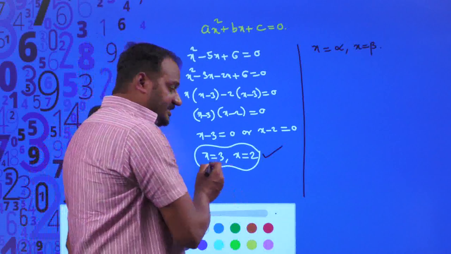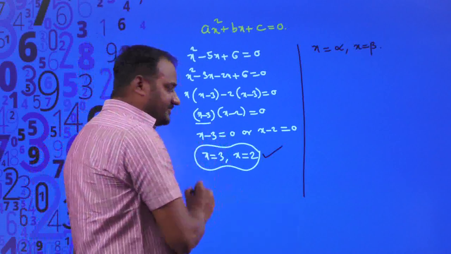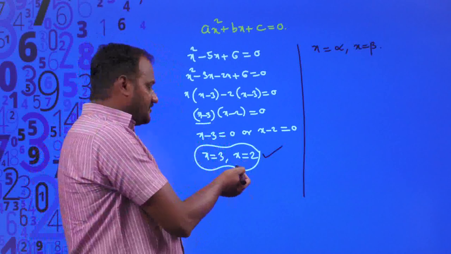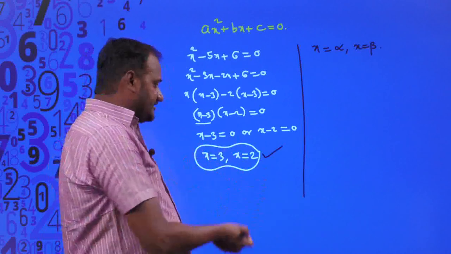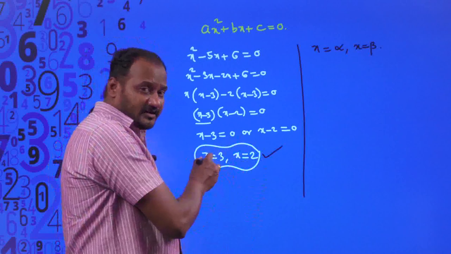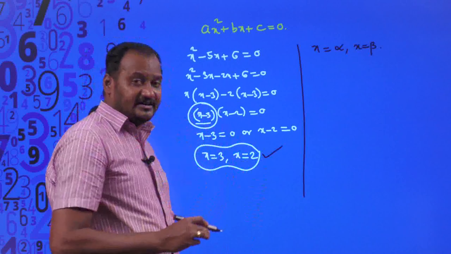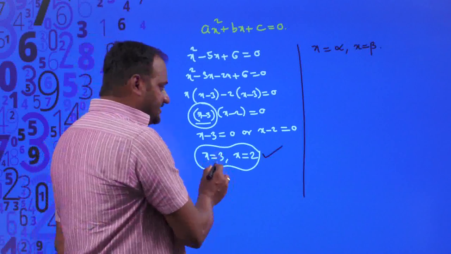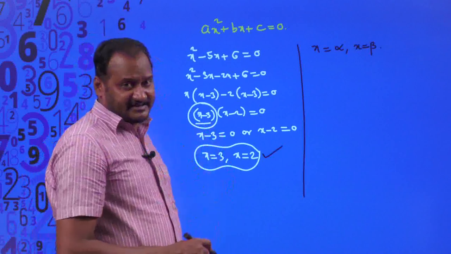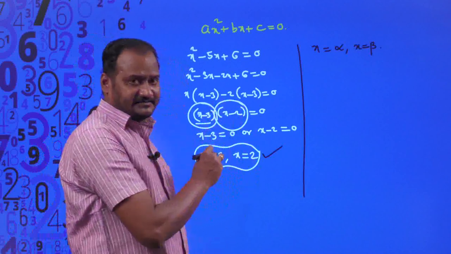If x is equal to 3 is a root, then what do you call this x minus 3? Because x is equal to 3, when you transpose 3 to this side, it would be x minus 3 equal to 0. So if 3 is a root of the quadratic equation, then x minus 3 is called a factor of the quadratic equation. So when 3 is a root, then x minus 3 is a factor. Similarly, when 2 is a root, then x minus 2 is a factor, right?